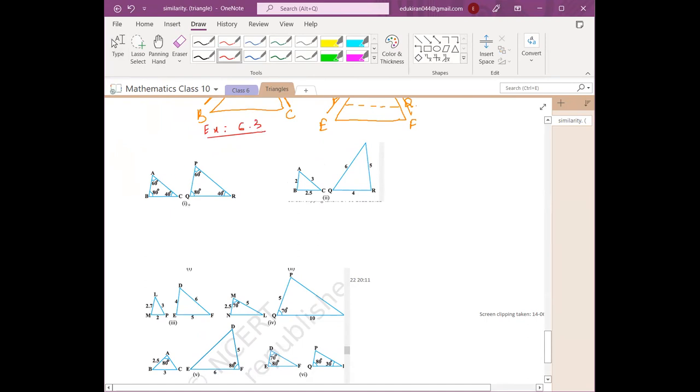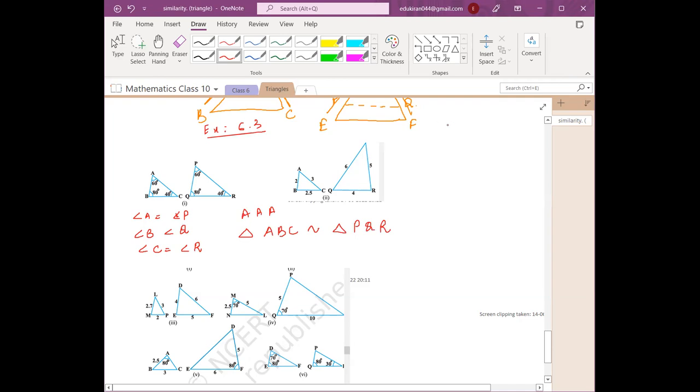Now come to the first question, first part. So which criterion of similarity will you use here? So write it properly: angle A is equal to angle P, angle B is equal to angle Q, and angle C is equal to angle R. So which criterion? AAA criterion. Now, how will you write the similarity? That triangle ABC is similar to triangle PQR. Again, this is something you have to note.